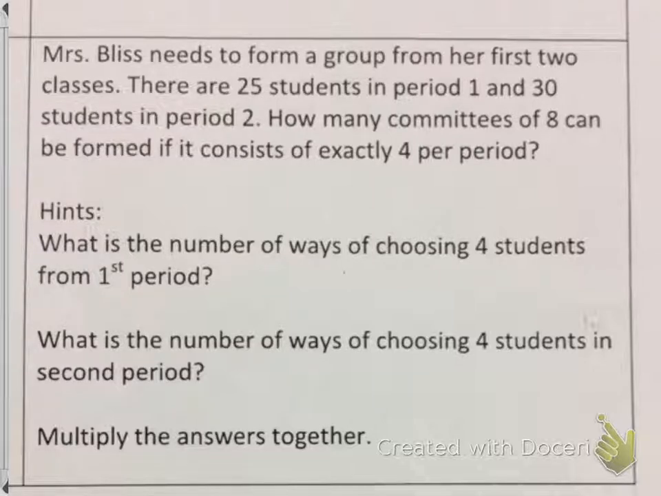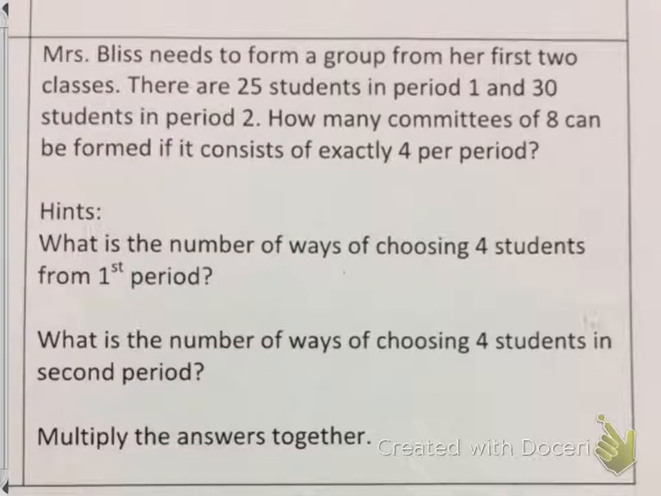But this problem says Mrs. Bliss needs to form a group from her first 2 classes. There are 25 students in period 1 and 30 students in period 2. How many committees of 8 can be formed if it consists of exactly 4 from each period?